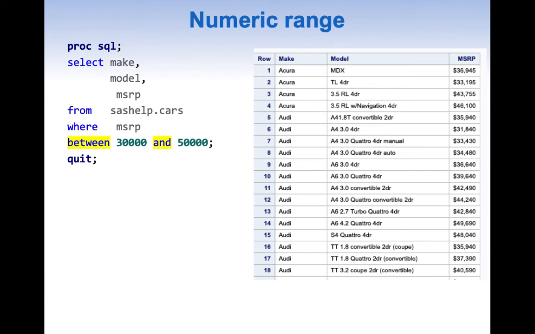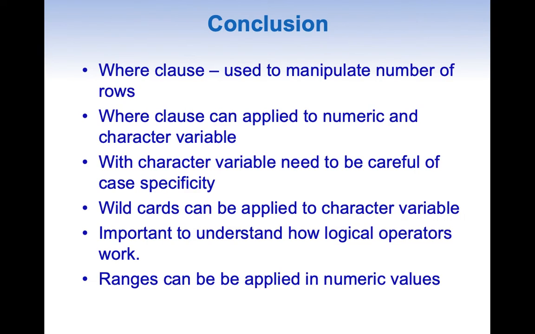Now let us look into one last thing, which is numeric range. Here we can use the BETWEEN AND clause. Whenever we want to find a range of values, here the range of MSRP between 30,000 and 50,000, all we need to do is write WHERE MSRP BETWEEN 30,000 AND 50,000. In conclusion, I want to say the WHERE clause is used to manipulate the number of rows.